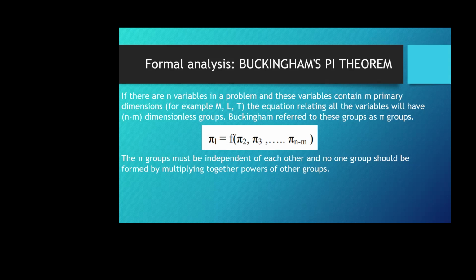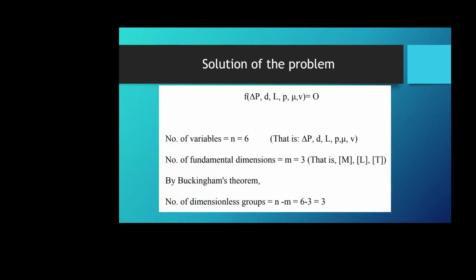The idea is, if you have a problem with n variables, and these variables contain m primary dimensions, for example mass, length, and time, the equation relating all the variables will have n minus m dimensionless groups. And they call them pi. Then let's see an example to get a sense of what they are talking about.